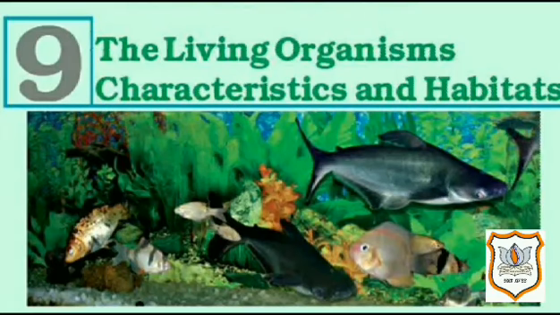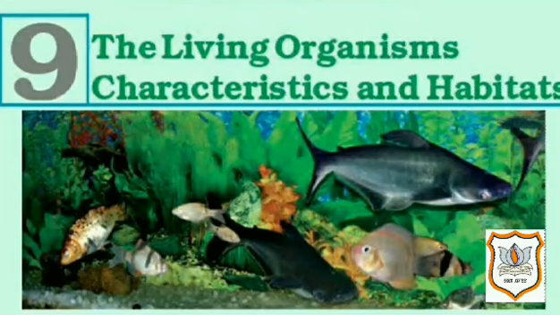Let us start with chapter number 9, the living organisms, characteristics and habitats. So, let us start with chapter number 9. Paheli and Bujo went on vacation to many places of interest. One such trip took them to the river Ganga in Rishikesh. They climbed the mountains of the Himalayas where it was very cold.